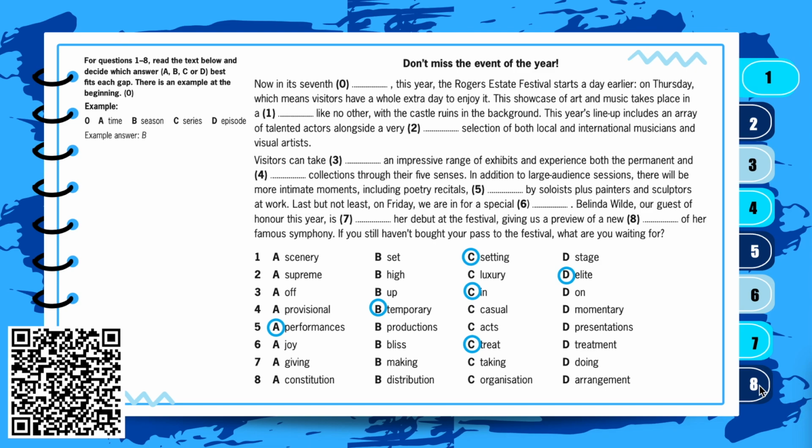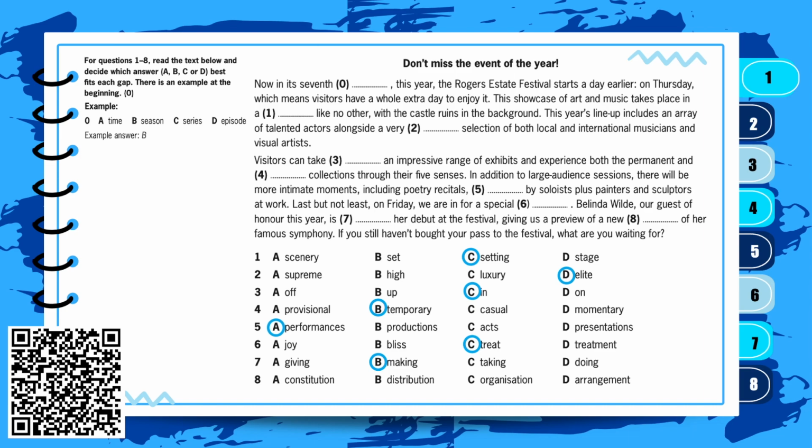The sentence is describing Belinda Wilde's first appearance at the festival as a guest of honor. The word "making" accurately describes the act of coming into existence or starting to do something, which is appropriate in this context. It suggests that Belinda Wilde is starting to participate in the festival as a guest of honor for the first time.